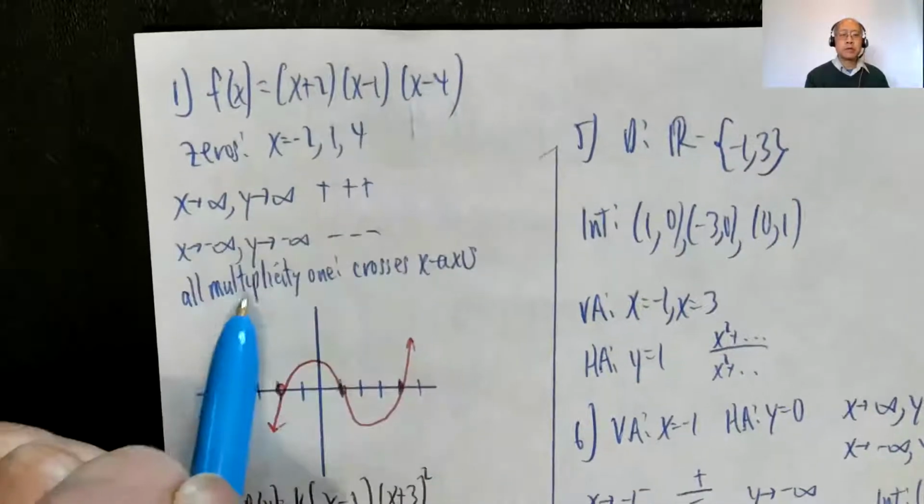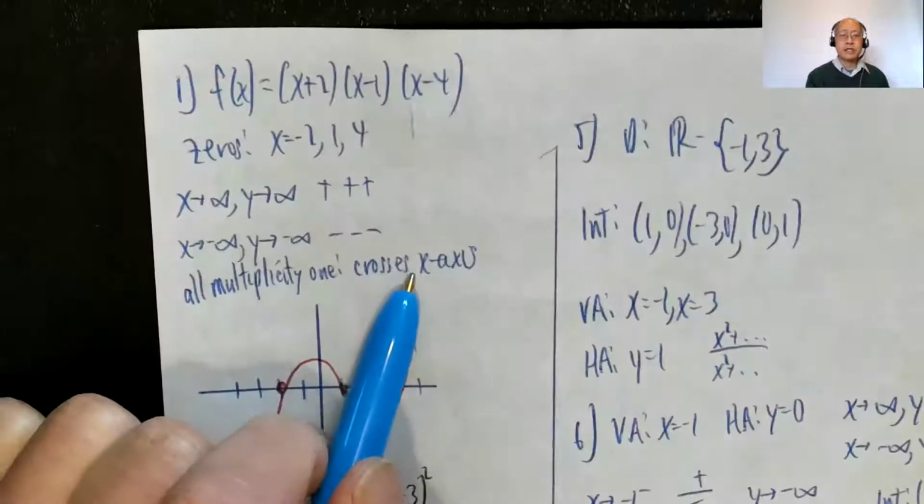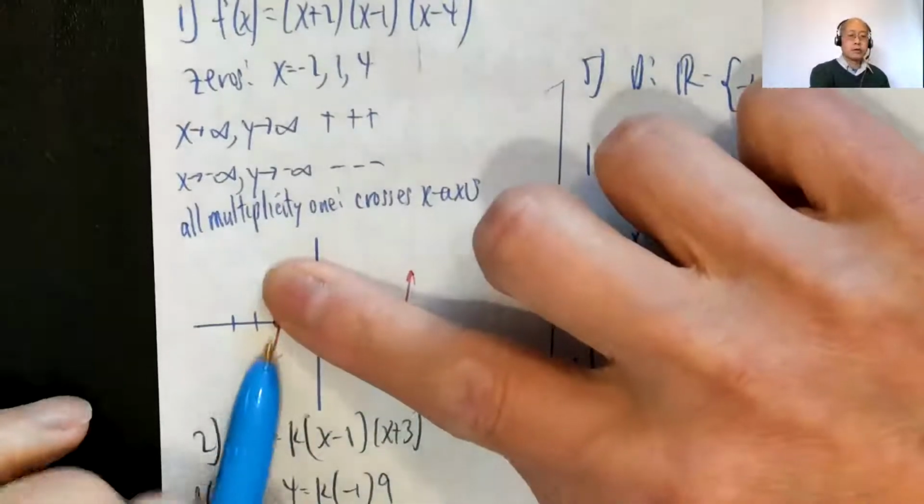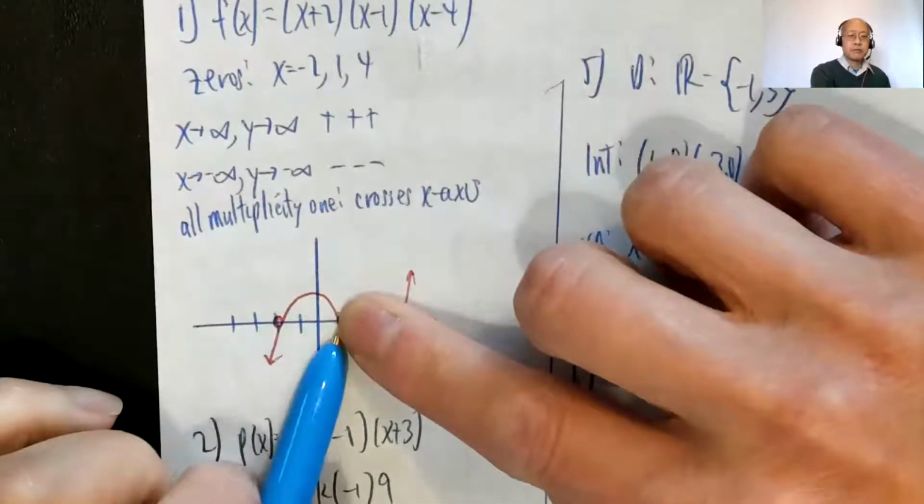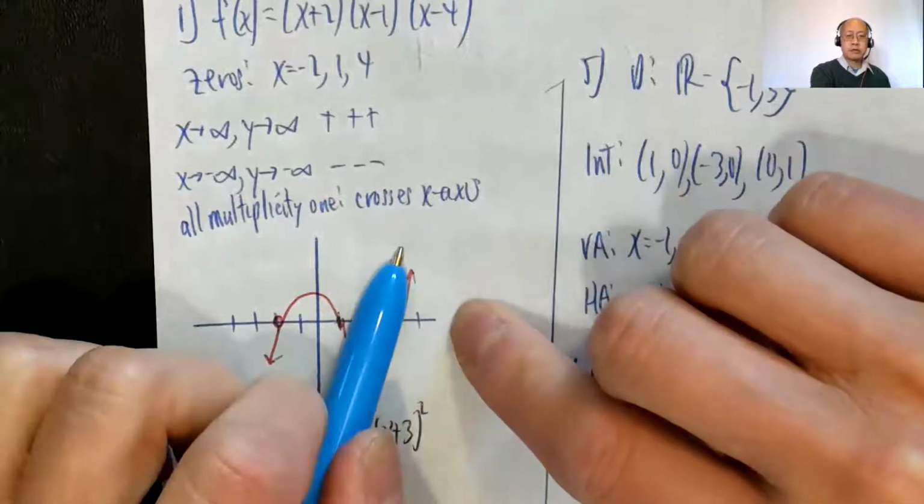And all the zeros are multiplicity 1, so they have to cross the x-axis each time. So this one goes to negative infinity, has to come up. This one has to go down, and this one goes up.